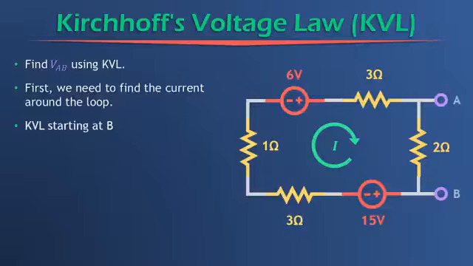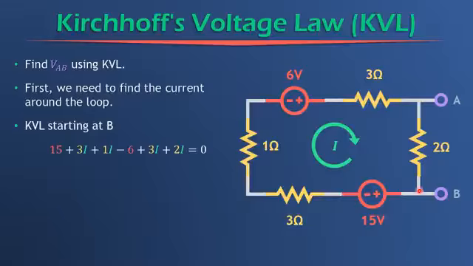So for this circuit, we're going to start at point B down here. And we're going to go through all the elements in the clockwise direction and add up all of their voltages until we get back to B. And here is what the KVL equation would look like, and we'll explain why.